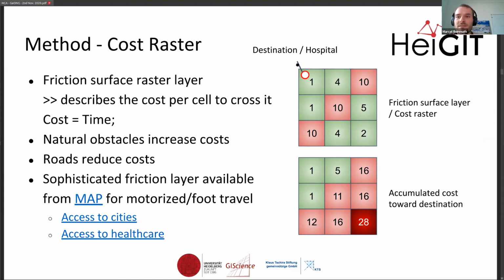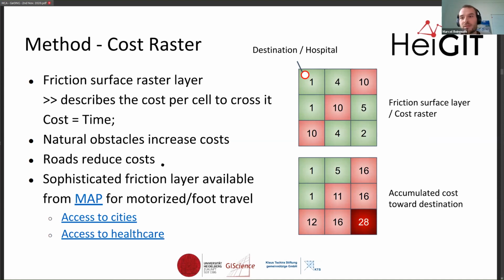For instance, natural obstacles are associated with high costs. Let's think about rivers, mountain ranges, or you could also say boundaries. If they are not that penetrable, they are associated with high costs. And roads, of course, but this depends on your mode of travel, are associated with reducing costs. And of course, a highway reduces the cost for a car much more than for a bike.